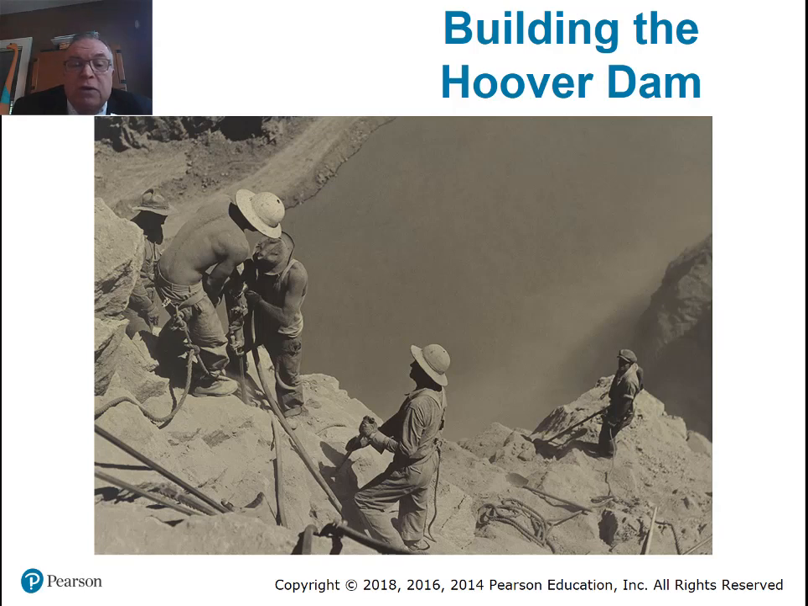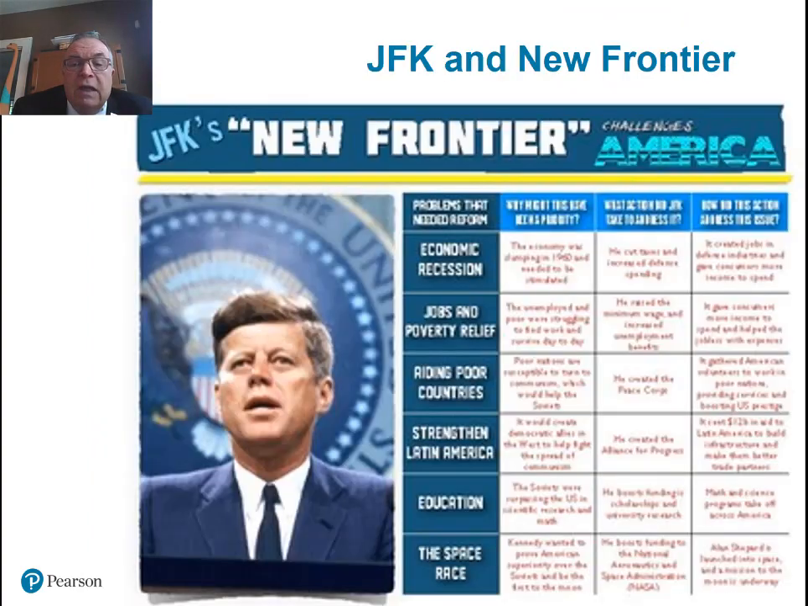Now, Franklin's not in the picture here, but they're building the Hoover Dam. So these massive industrial projects to get America working again. Here's John Kennedy laying out his new frontier. Notice the space race at the bottom and just challenging us to go to the moon and all the jobs that were created off of that.